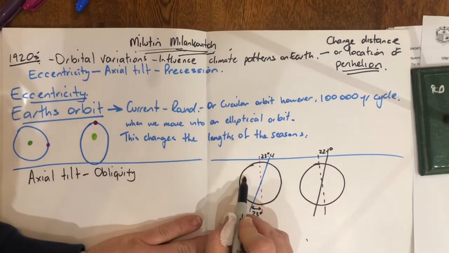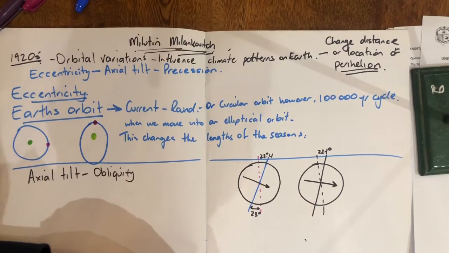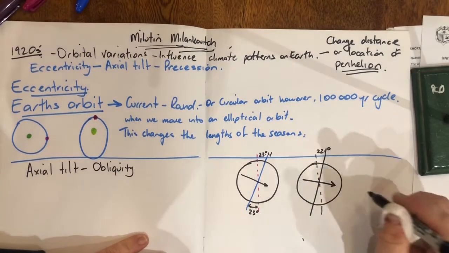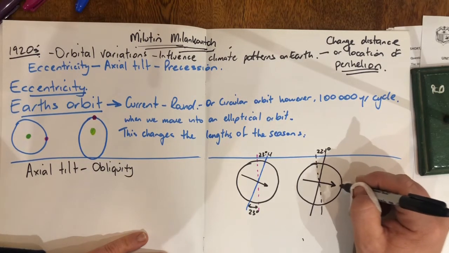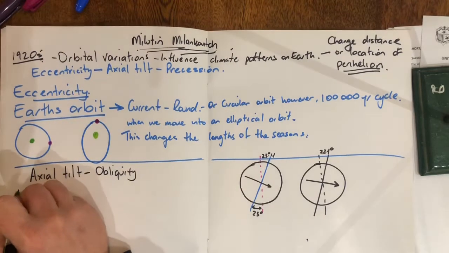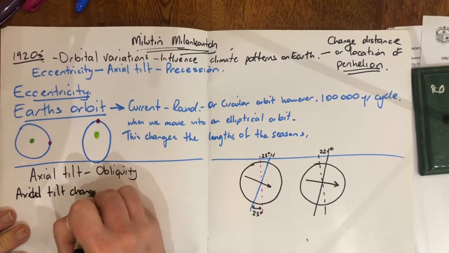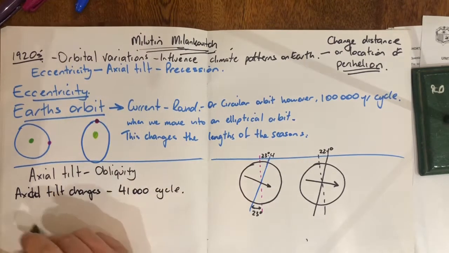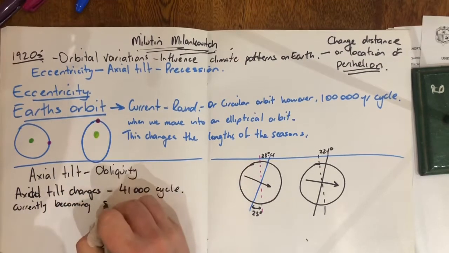So instead of our planet spinning around on that axis, it will spin around on a much shallower axis. What this does is it actually increases the amount of solar radiation that hits the northern hemisphere during summer, but it also decreases it during winter. So axial tilt changes in a 41,000 year cycle, currently becoming shallow.